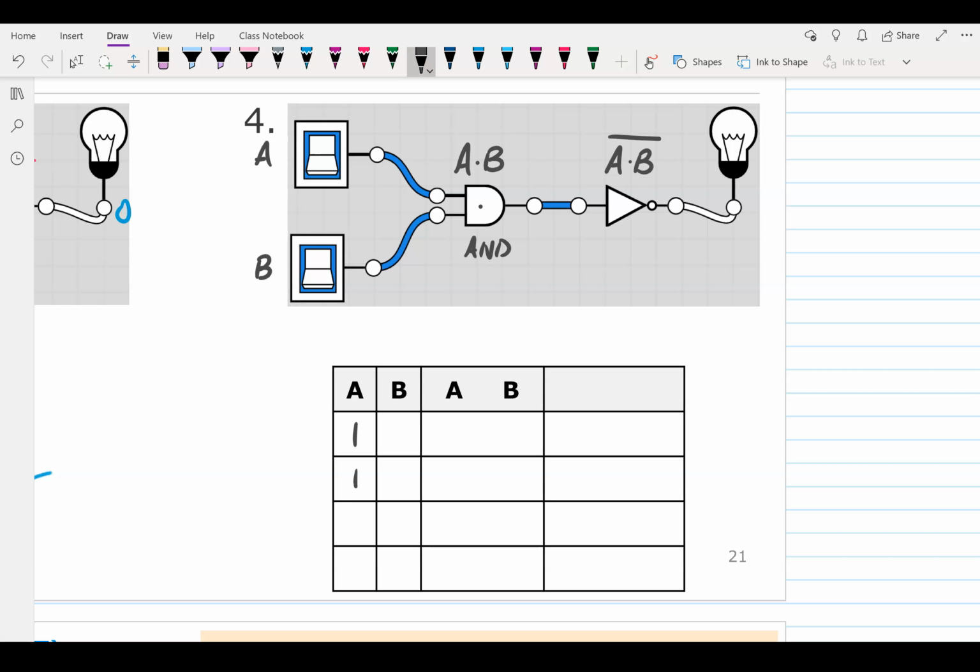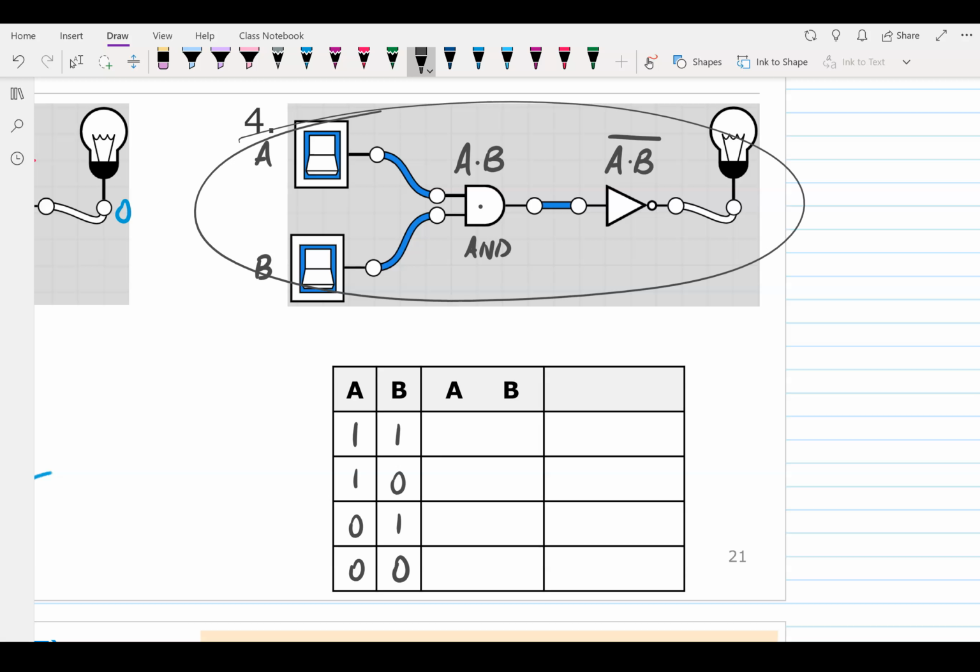Now we'll do the truth table. 1, 1, 0, 0, 1, 0, 1, 0. By the time we finish the truth table, we're going to be able to represent this situation in the table somewhere. It'll already be done by the time we finish. A times B. So what's 1 times 1? 1. What's 1 times 0? 0. 0 times 1? 0. What about 0 times 0?